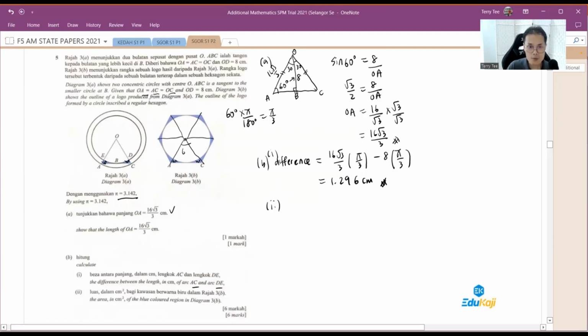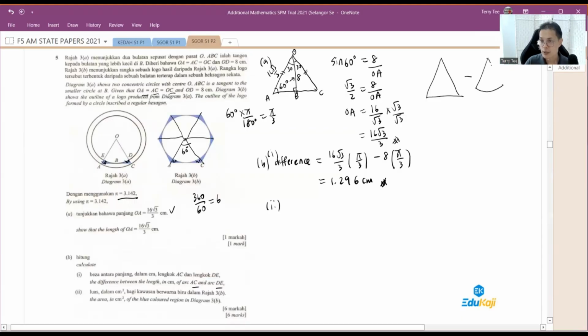I know it's 6 because one part is 60. When you take 360 divided by 60, because the angle subtended at the center is 60, then you have 6 parts of this area, right? So we find one area, then we times 6, right? And area, this is not difficult to find. We basically take area of triangle minus area of sector. My sector will look like this. Area triangle minus area sector to get the 2 shaded region here.